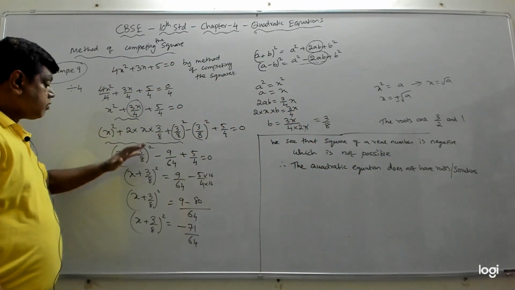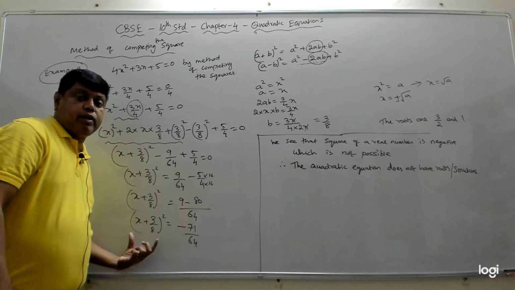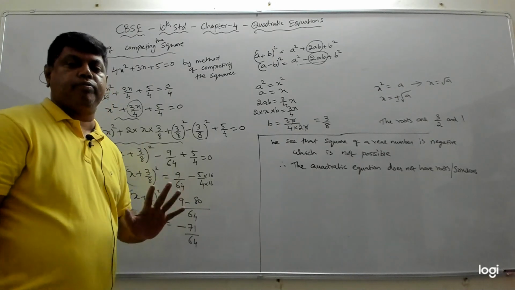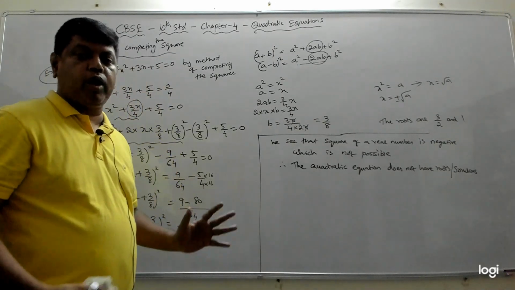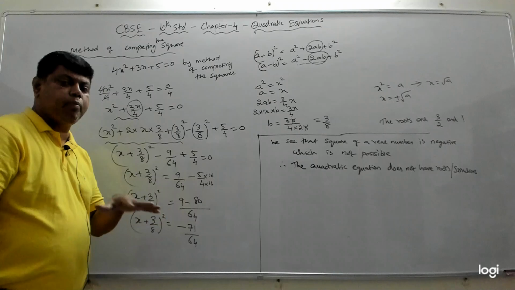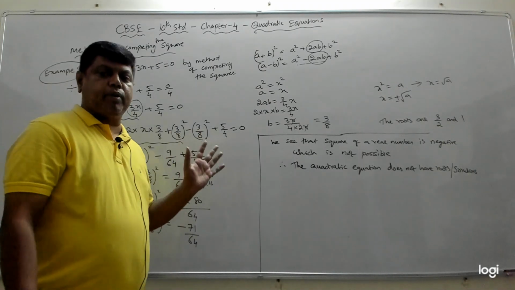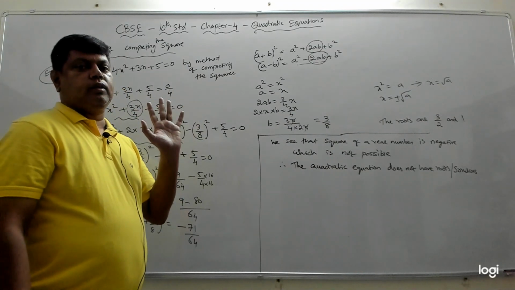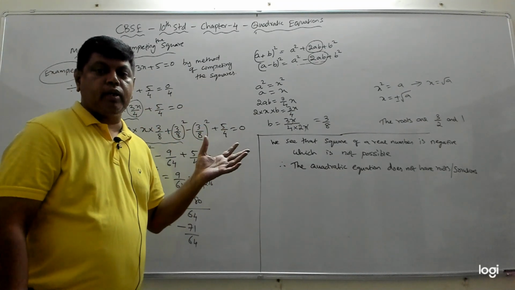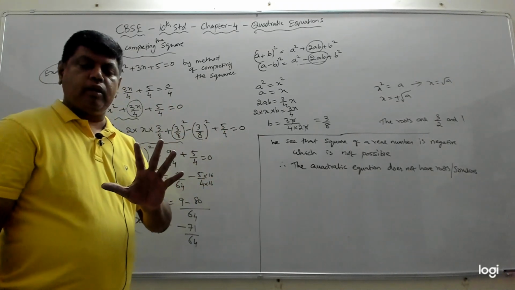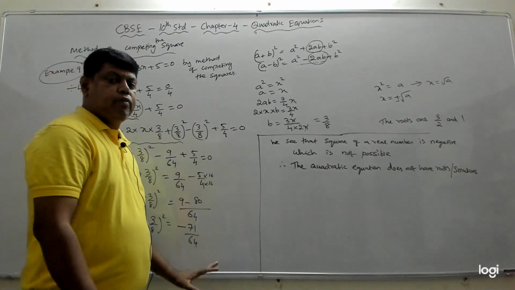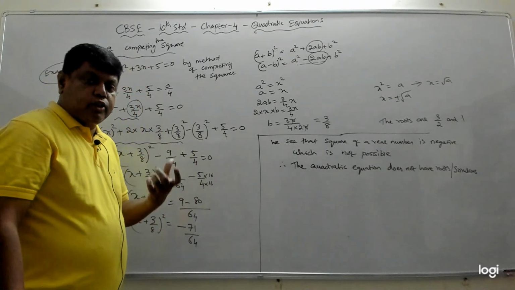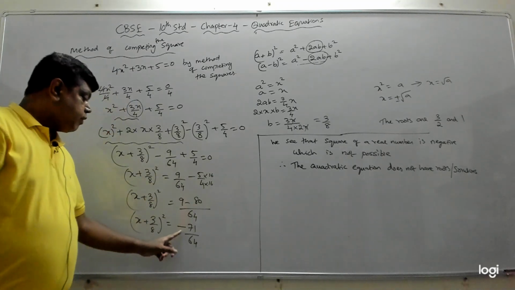When you try the method of completing squares and you get into a situation where the left hand side is the square of something but the right hand side is negative, that is never possible, because the square of a real number cannot be negative. It can be 0 or positive. If I say minus 3, what is the square of minus 3? Plus 9. You take minus 5, the square is plus 25. If you take 0, 0 square is 0. You can never get a negative value when you square a number.